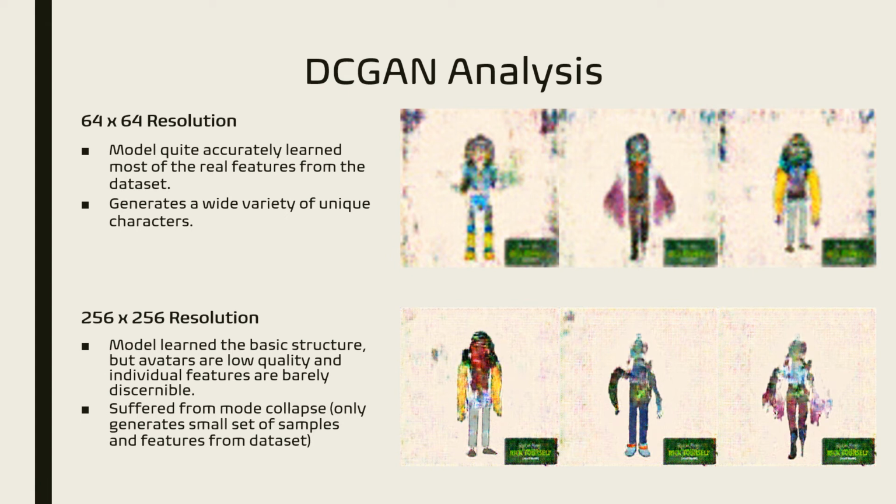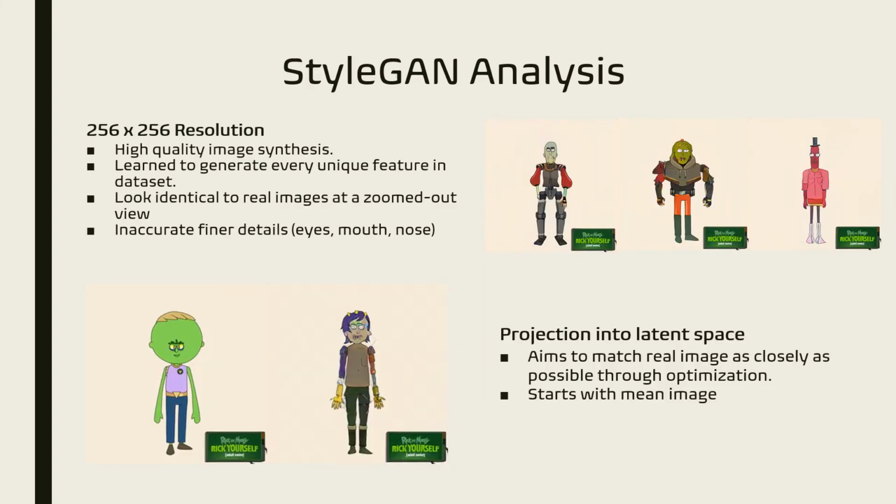At a low resolution, the DC-GAN model quite accurately learned most of the real features from the dataset and can generate a wide variety of unique characters. However, at a higher resolution, the model learned the basic structure of the characters, but the quality is low and individual features are barely discernible. It also suffered from mode collapse, meaning that it's only capable of generating a small subset of samples and features from the dataset. The StyleGAN model achieved near-realistic results. It learned to generate every unique feature in the dataset, but cannot accurately generate the finer features like the eyes. The model is also capable of accurately reproducing an image from the real dataset.